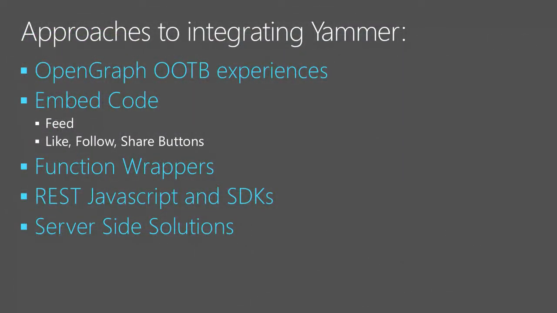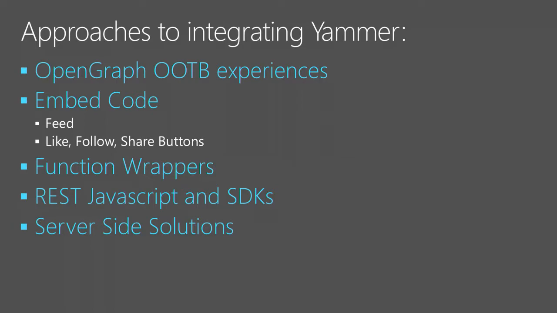Right, so there are different approaches to doing this. There's an open graph. There's open graphs for everything these days, but it's just an API. And there's a bunch of out-of-the-box experiences that Microsoft have already built into Office 365. There are some in the on-premise SharePoint, but you've got to build more of the on-premise ones yourself. But I'll show you where they are. There's the embed code, so it's literally a piece of JavaScript you can add to the page and create those feeds and the like buttons and the follows that I just showed there.